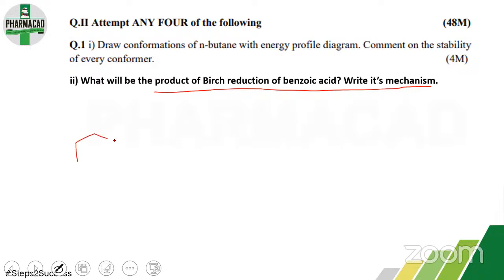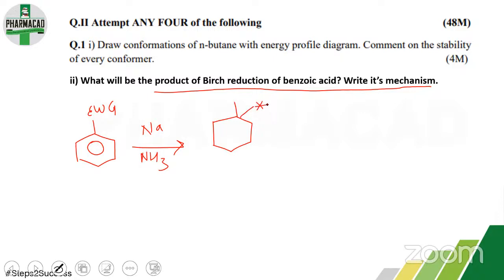So we are having benzoic acid. Benzoic acid means benzene with an electron withdrawing group. So remember this thing, whenever we are having benzene with an electron withdrawing group and we are doing the Birch reduction, the reduction will take place on the ipso position, okay, it means over here, and on the para position. So we will get this product.